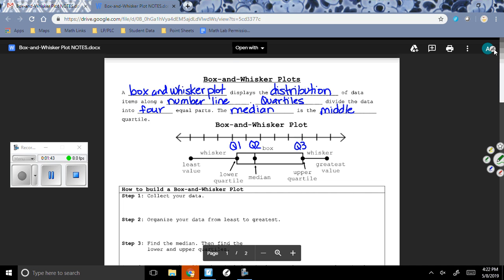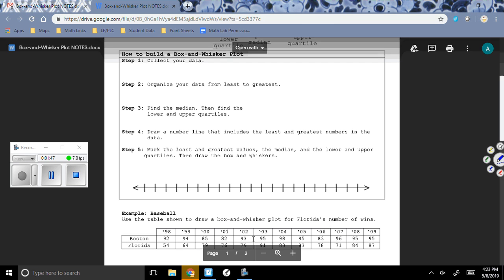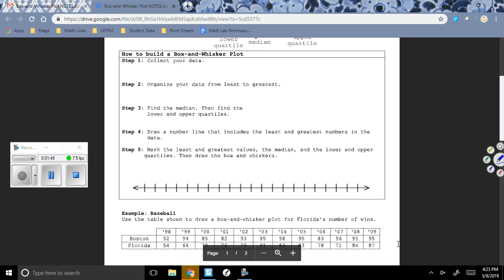So we are going to make one together here. So you can see that there's some data at the very bottom of your sheet. And it says that we are going to use the table shown to draw a box and whisker plot for Florida's number of wins. So even though this data here has both Boston and Florida's data here, we're only really caring about Florida. So what I'm going to do first is collect my data.